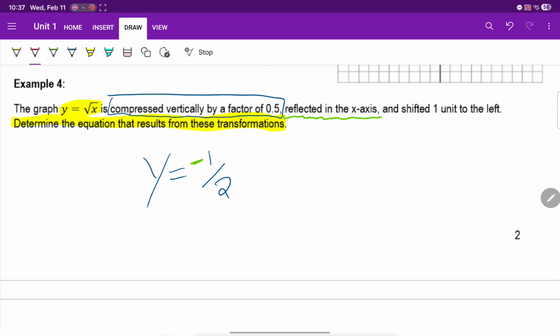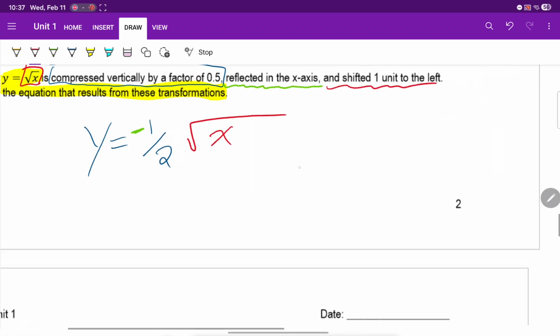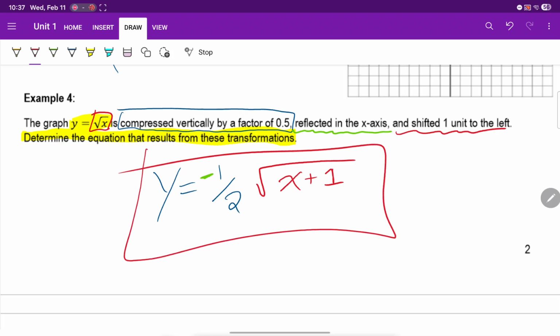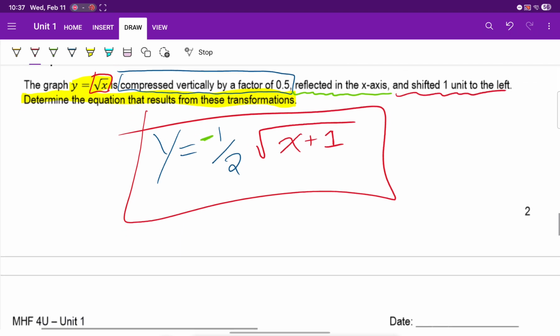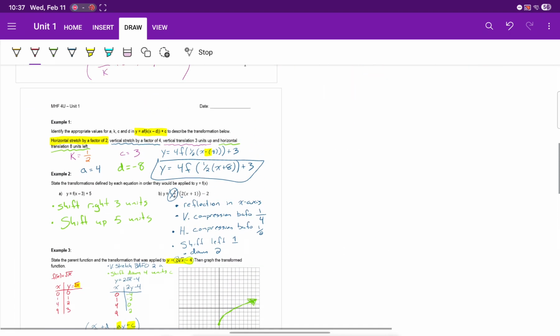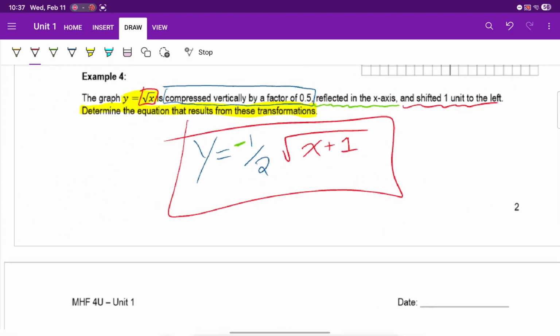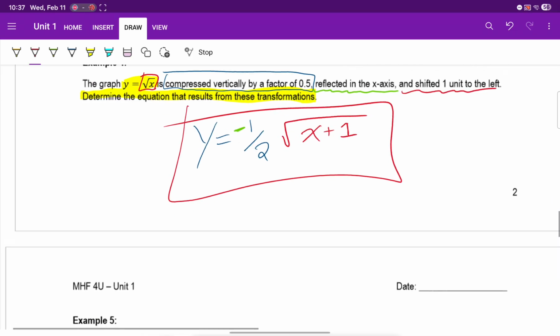Now notice this is a square root function, so I'm going to go root. It's shifted 1 unit to the left, so that's going to be x plus 1. Okay, that's going to be a shift to the left. Now that's the equation of that transformed function with those 3 transformations applied. Okay. Let me just see here. Yeah, we're good. Okay, so let's continue here.